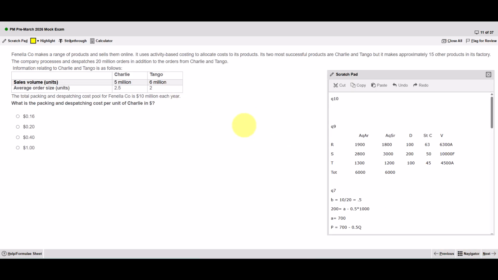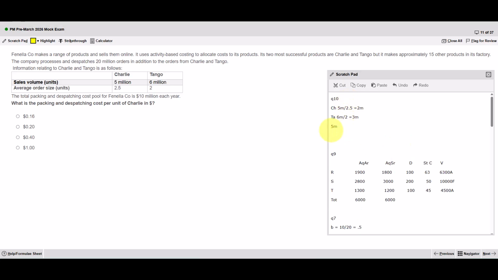So on this activity-based costing, obviously we're looking at packaging and dispatching costs. We know the total is 10 million, but what we don't know yet is how many orders there are in total. So that's our first step. With Charlie, we've got 5 million is the volume. We have 2.5 units per order. So there's 2 million orders of Charlie, and Tango is 6 million divided by 2. So there's 3 million orders of Tango. So we've got 5 million orders for these two, but we have 20 million orders on other items. So now we've got 10 million in costs across 25 million orders, which is 40 cents per order.